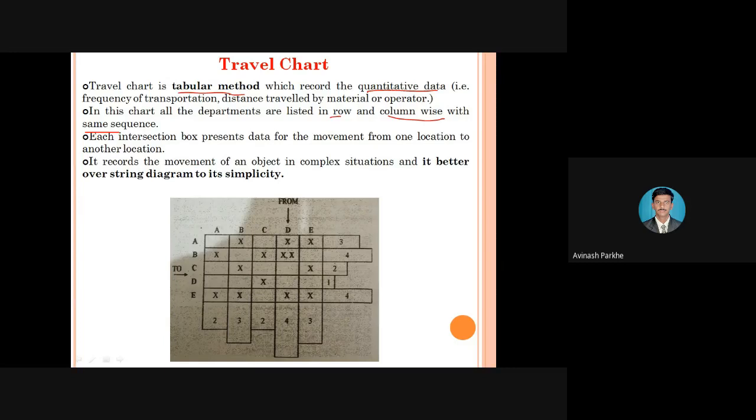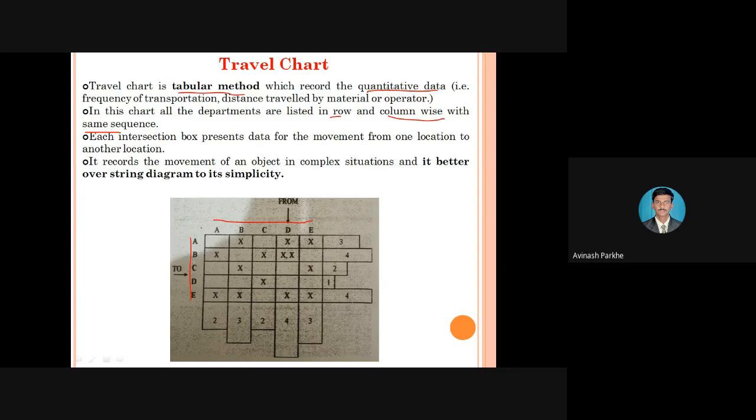You can see in the row type here A, B, C, D, E. So all the departments are represented in the row type. Similarly, in the vertical side also, the same departments are represented A, B, C, D, E. So at the top A, B, C, D, E, it can be represented in the row form. Also, it can be represented in the vertical form or the column form.